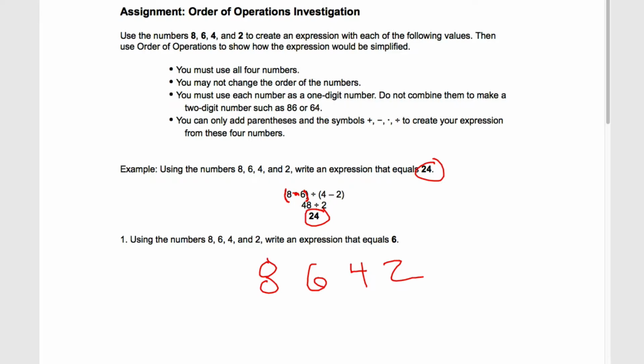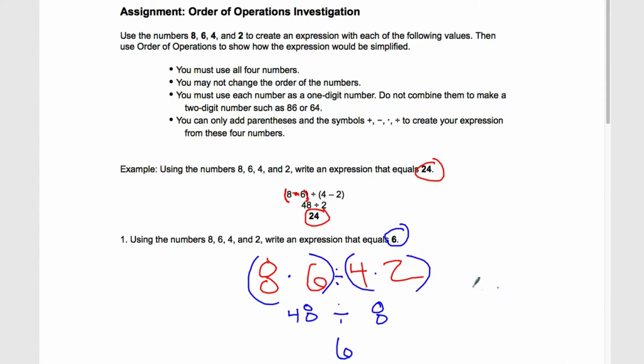So if we look at the next one, we need to get 6. So what can we do to get 6? Well, let's look at these. If we do 8 times 6, that's 48. And what if we do 4 times 2? That's 8. Well, can I do anything from 48 to 8 to get 6? How about divided? 48 divided by 8 is 6. So there's my answer. So I just need to do this divided by this.